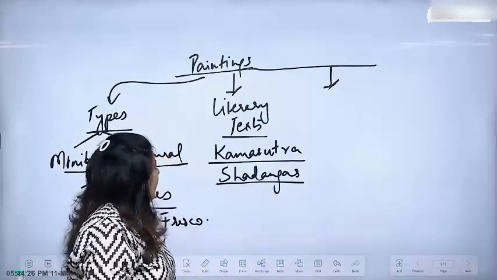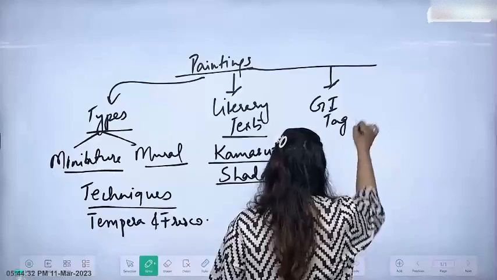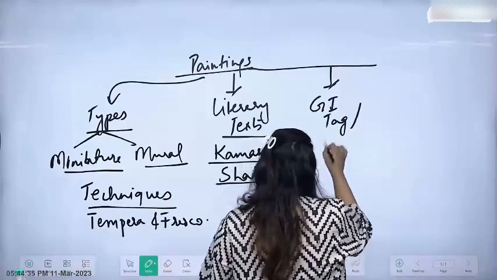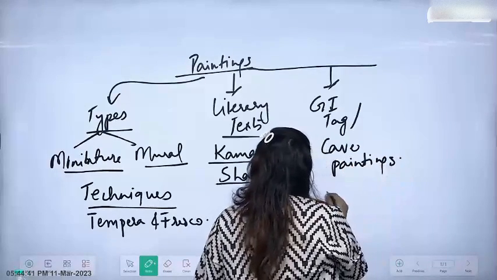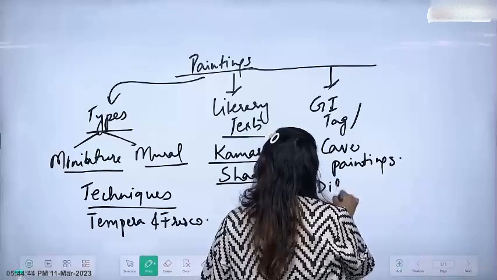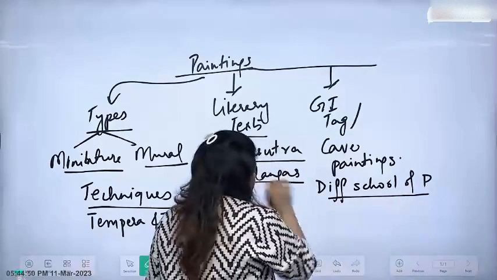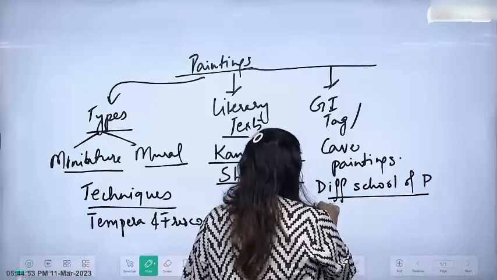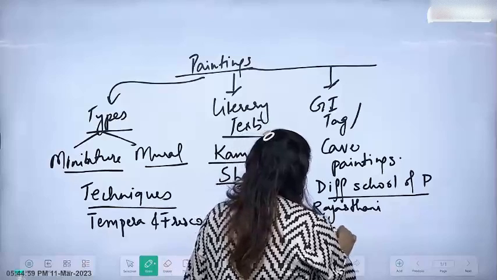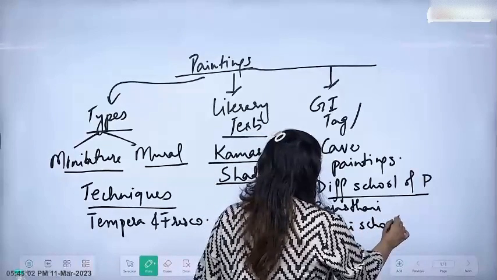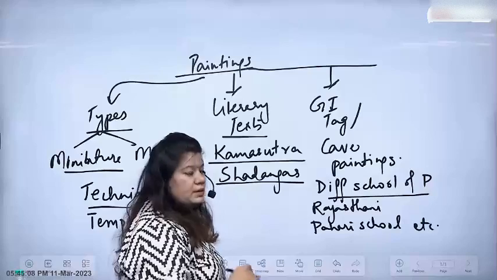The next aspect which you should know is separately which are GI tag paintings. This is exclusively for prelims, you should know. Cave paintings, then your different schools of paintings. In this, very famous is the Rajasthani school. So these are regional schools of paintings, Pahari school, etc. Okay? This is exclusively for prelims.